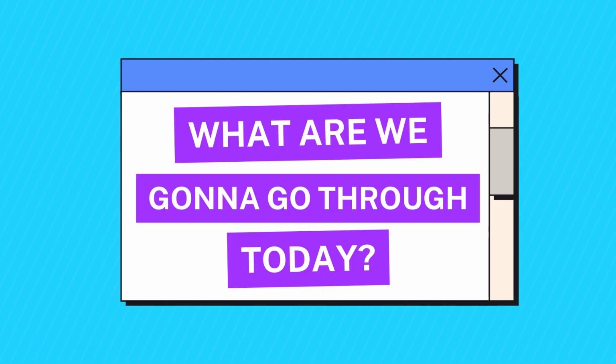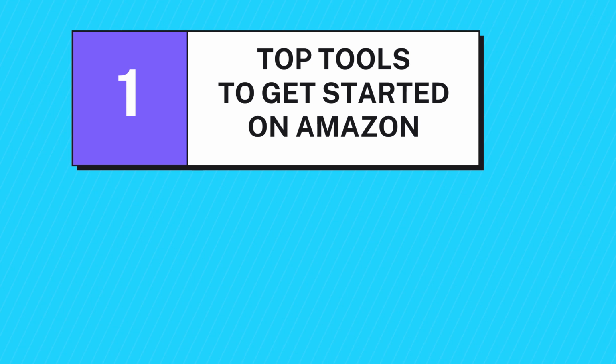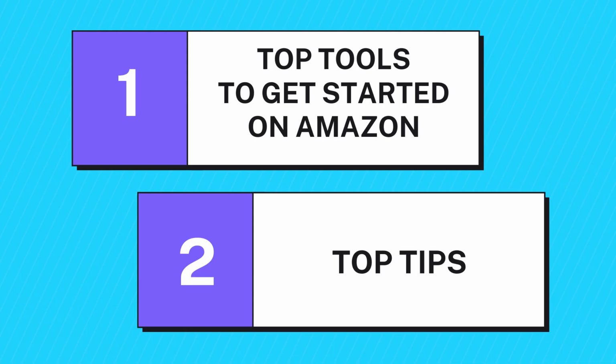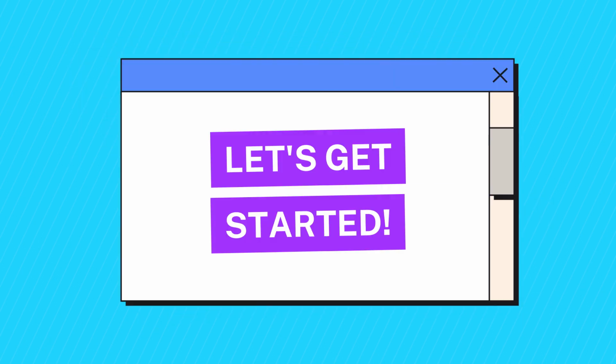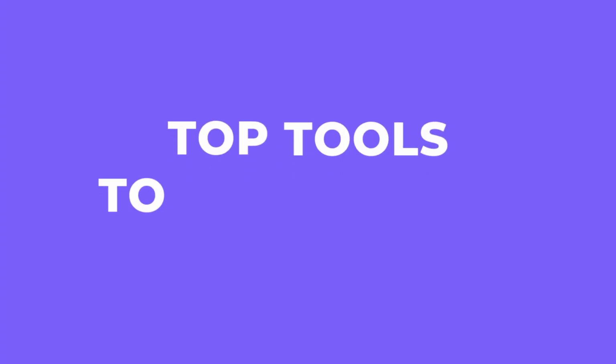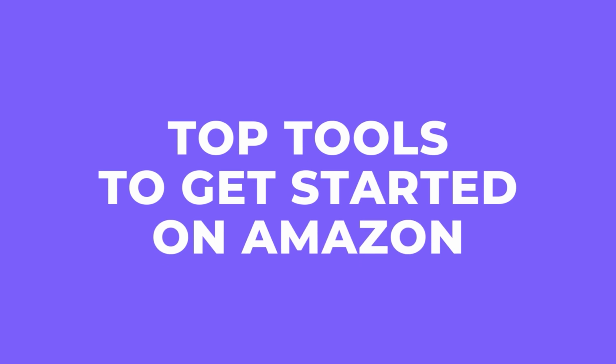What are we going to go through today? Well, first things first, number one, I'm going to be talking about the Amazon tool guide, and this is quite simply how to find the cheapest possible deals, cheapest price. What we're talking about is the tools themselves. Then number two, I'm going to share some top tips with you about getting started and doing this. So let's get started. First things first, let's give you this Amazon tool guide, how to find the deal for the cheapest possible price using the software tools.